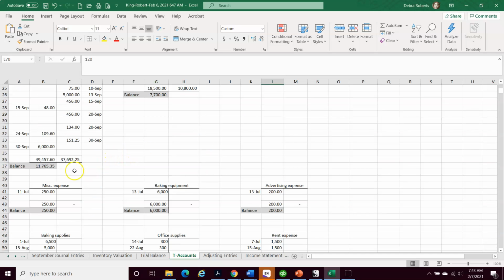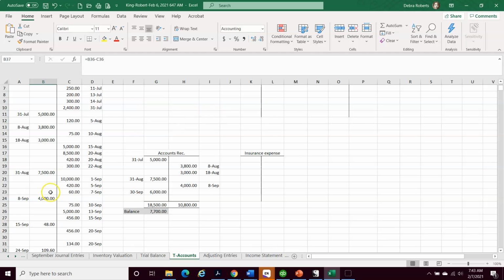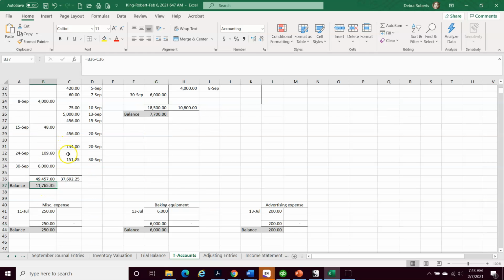The second thing is I'm looking at your entries via the T accounts. And I'm noticing some accounts that have an incorrect ending balance, which is most certainly the reason why your trial balance is not balanced. The first is the cash. The cash becomes quite important.